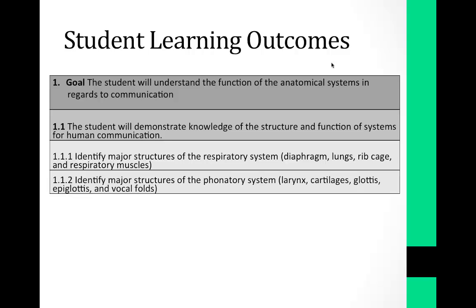And then the next level is they will demonstrate knowledge of the structure and function of systems for human communication. And that's the second goal. And then there was a second level. And there are like 2 or 3 of those under this first goal. And then the specific information is the third level. So this is where they would have to identify structures of the respiratory system, structures of the phonatory system, those sort of things. And so then I was able to write this up, and then I have a really good grasp on what information do I want my students to really, really learn.